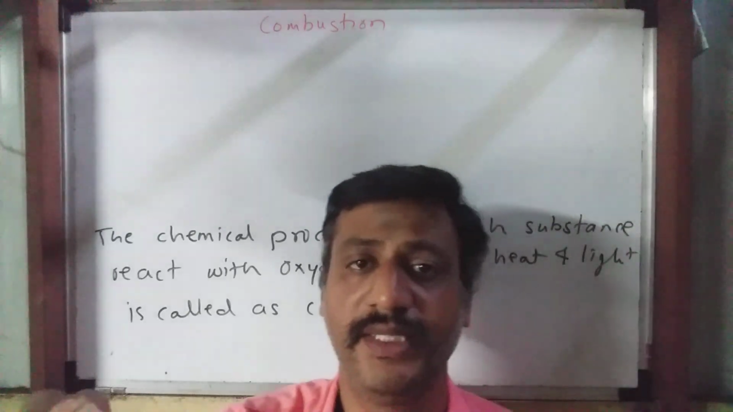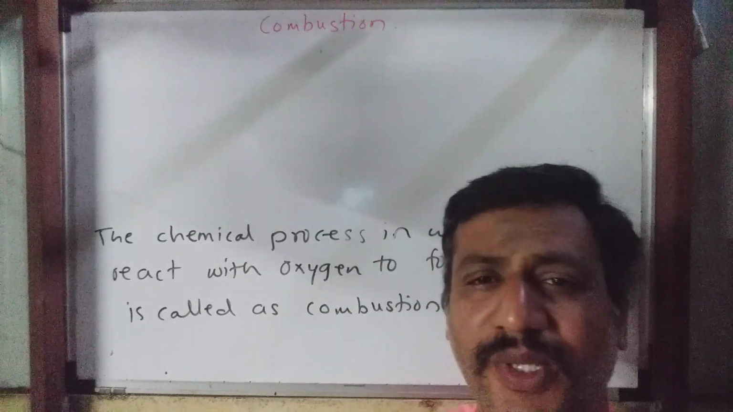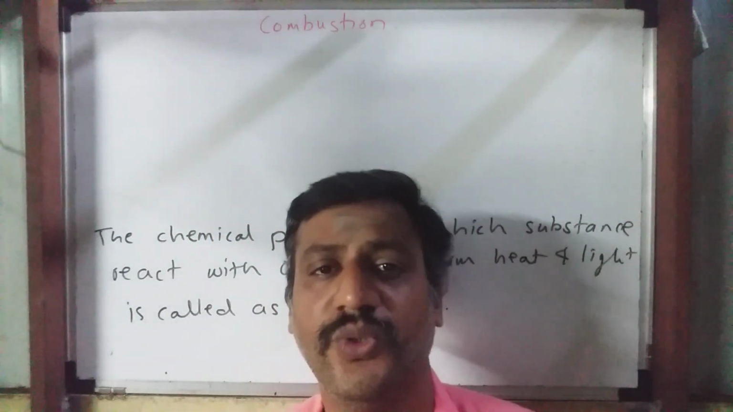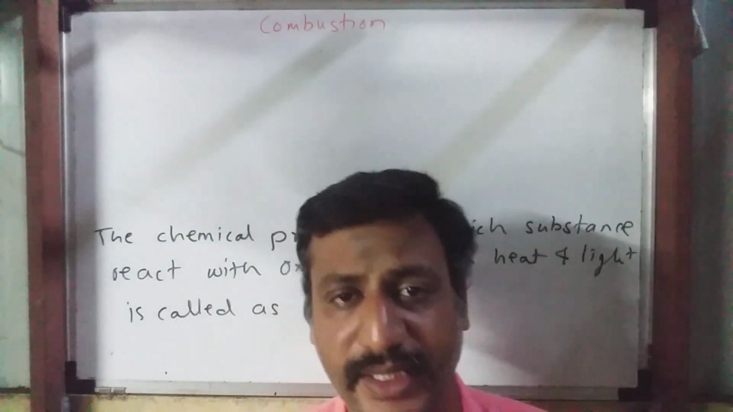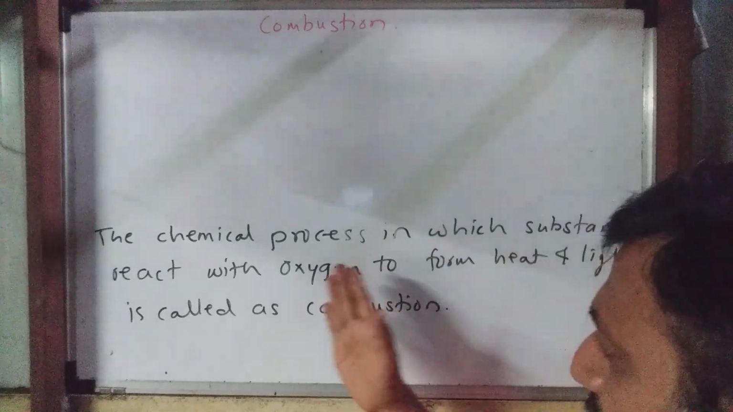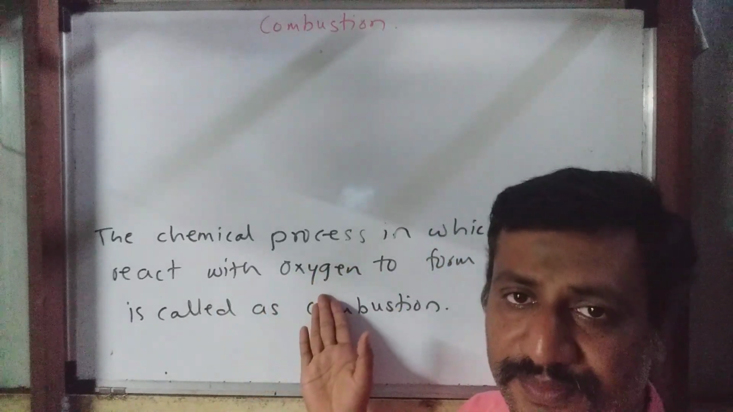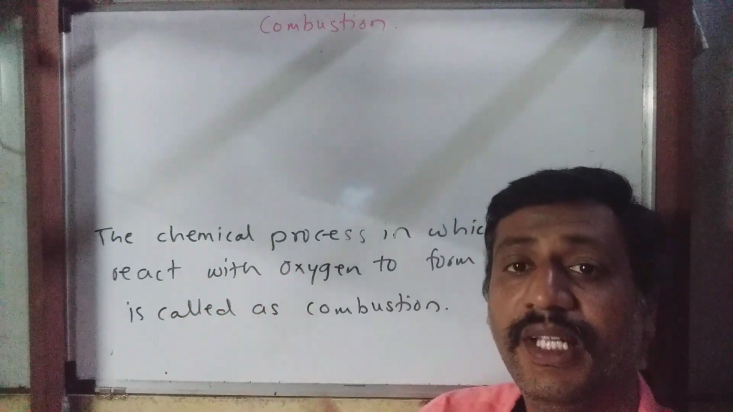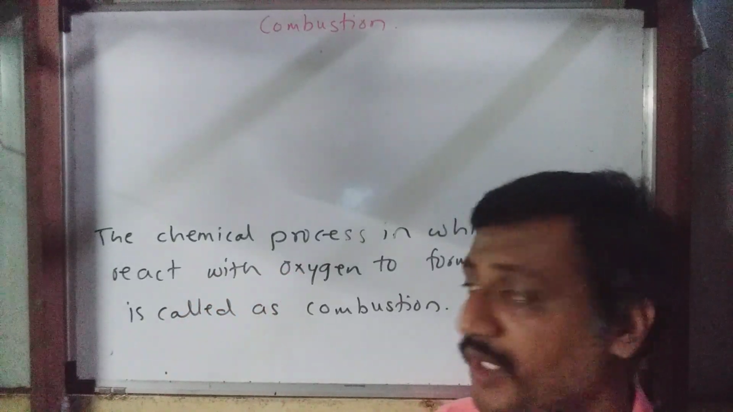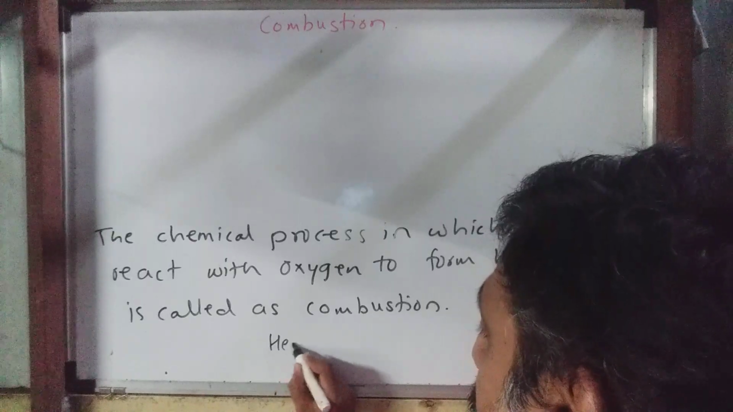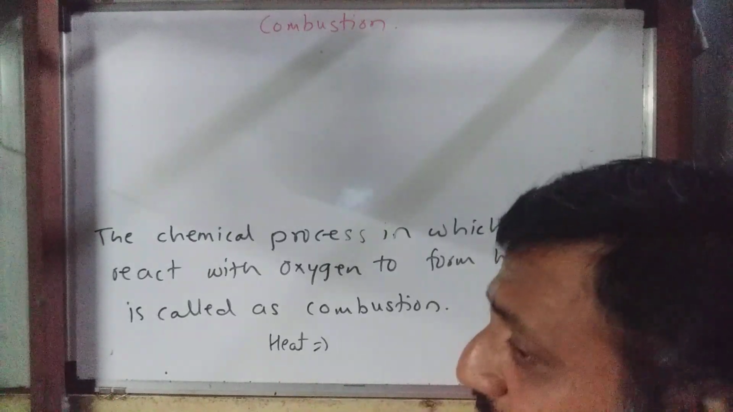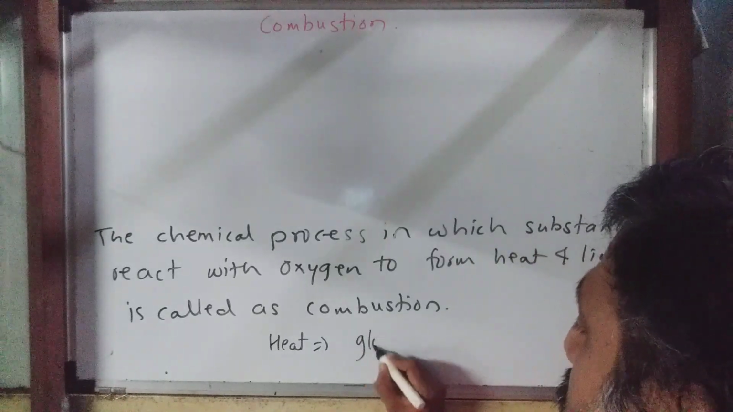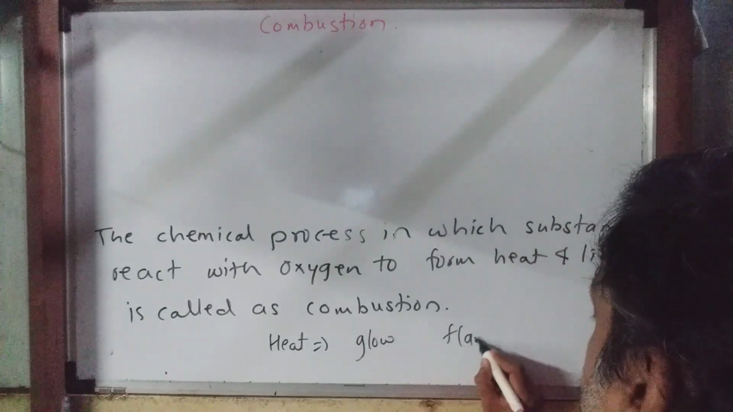So you understood, say for example we have paper here, and if we bring it along with a burnt matchstick, that paper starts to burn. A very common phenomenon of combustion. This is the oldest chemical change known to human civilization, that is combustion. So the substance reacts with oxygen at a certain temperature, and what happens? Heat energy and light energy are produced. The heat energy is produced, and the substance gets burnt, in the form of a glow or in the form of a flame.